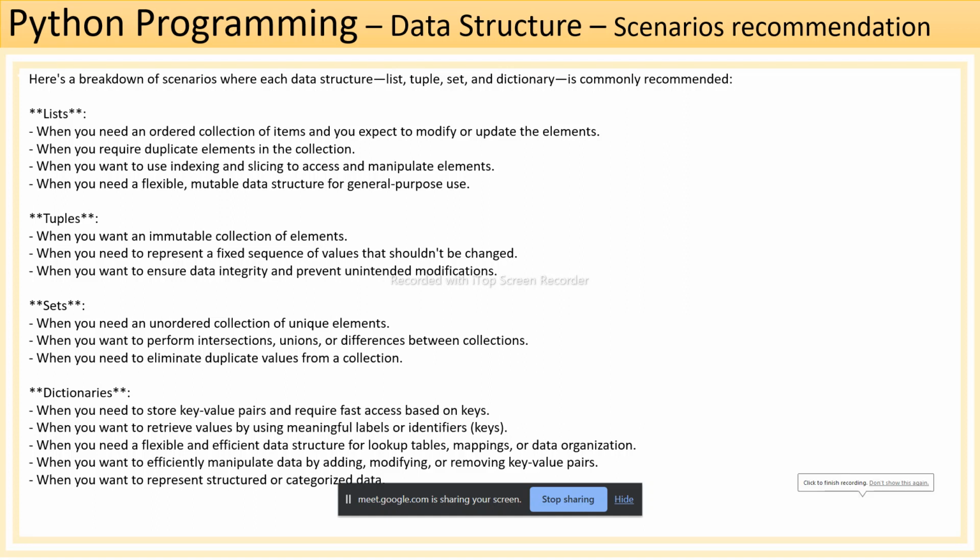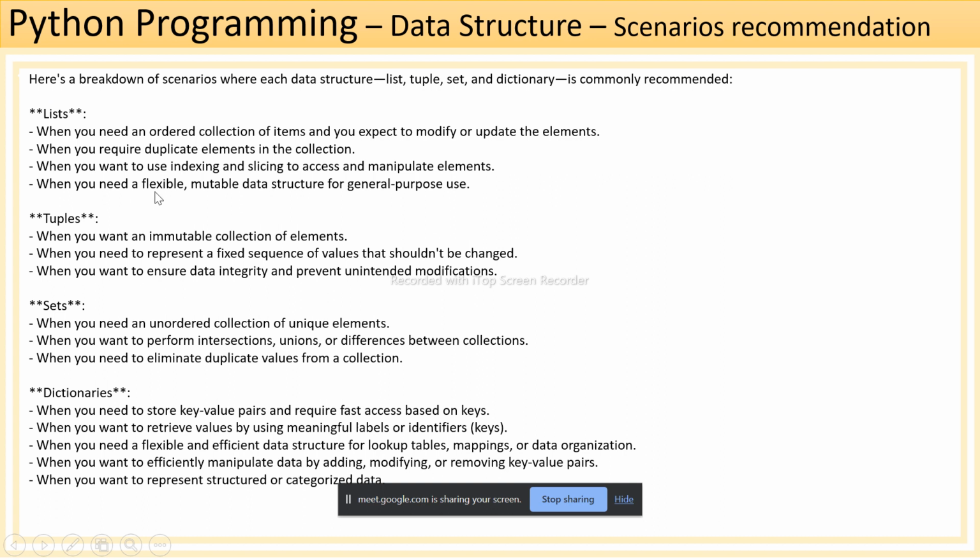Okay, so here is the difference among these data structure types, guys. What is a list? First of all, when you need an ordered collection of items and you expect to modify or update the elements, then we use a list. When you require duplicate elements in the collection, that time we are good with the list. When you want to use indexing and slicing to access and manipulate elements, we need a list. Elements are nothing but values.